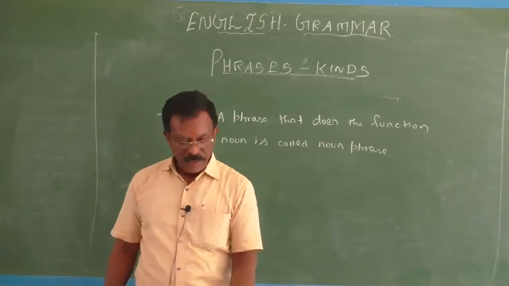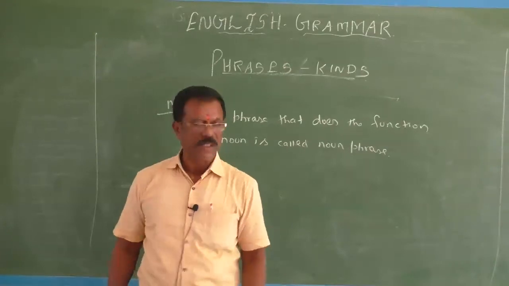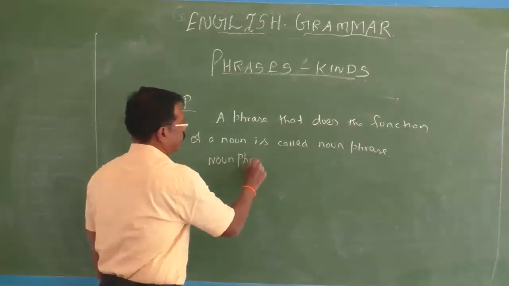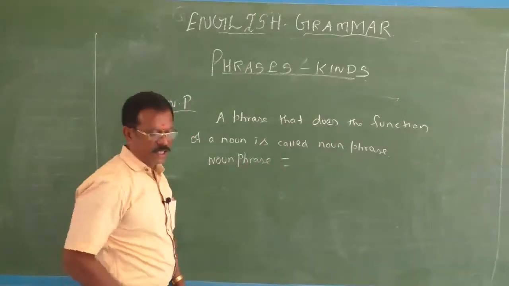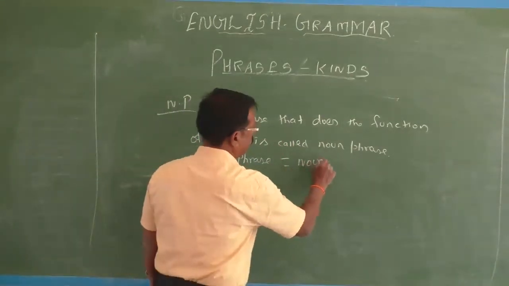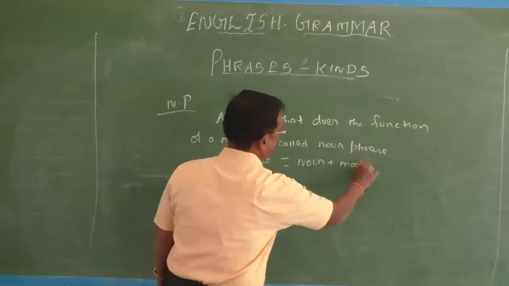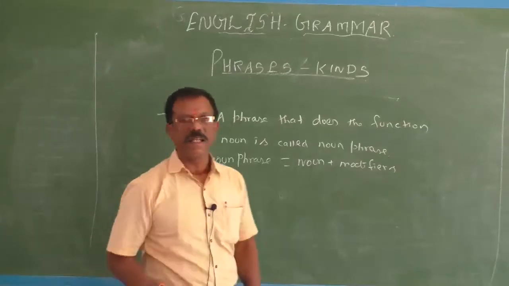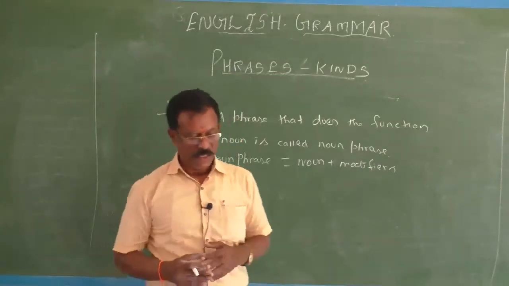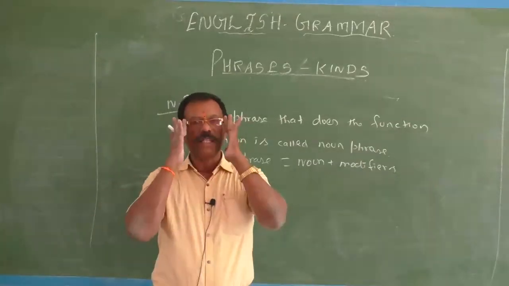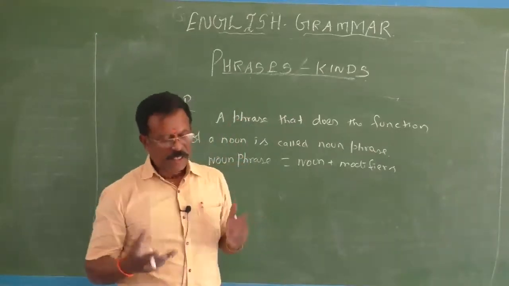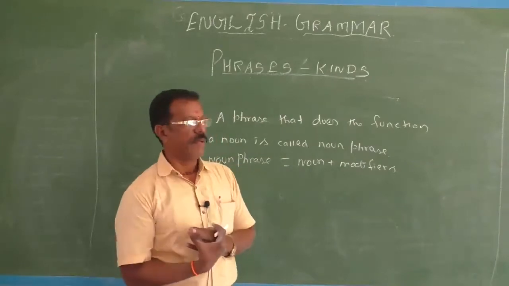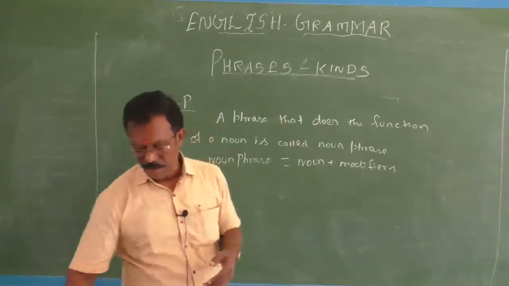So let me give you good examples for noun phrase. Noun phrase is equal to noun plus modifiers. So a noun phrase is a noun plus modifiers. A noun phrase may be the subject of a sentence. A noun phrase may be the object of a sentence. A noun phrase may be the complement of a sentence, complement of the verb.